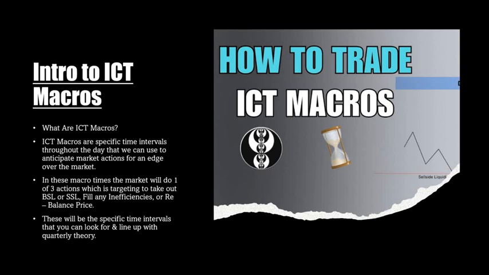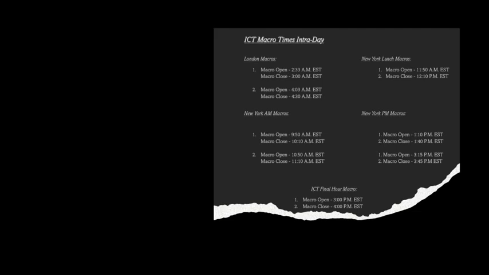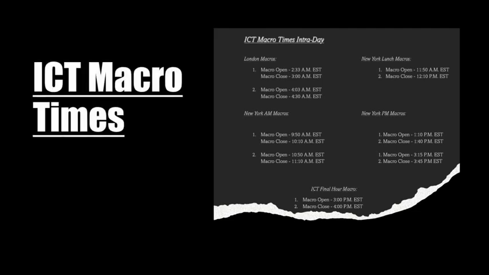So with macro times, you can use these small time intervals throughout your trading sessions for whatever setup that you are anticipating, because when these macro times happen, they're going to do one of those three things, which is take, fill, or balance liquidity. Also at the same time, you can use these macros in line with your 90-minute quarterly theory cycles, okay? So with quarterly theory, you have your 90-minute cycles. You can align your macro times with those cycles, okay? So these are the ICT macro times, okay?